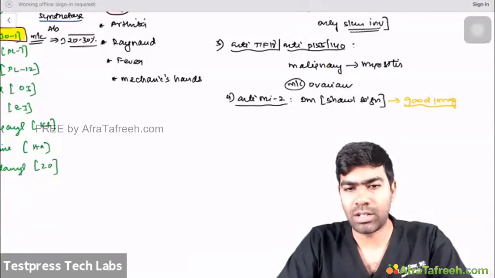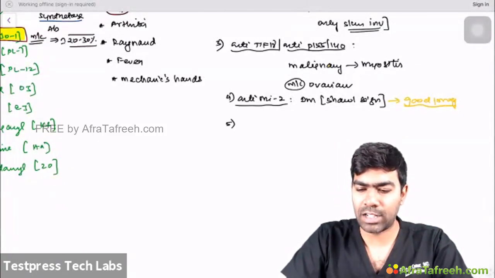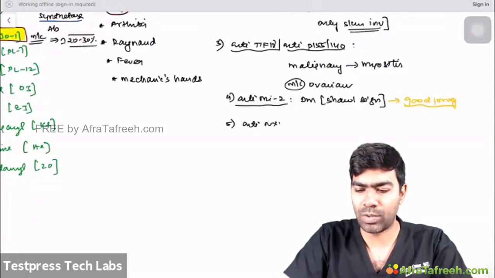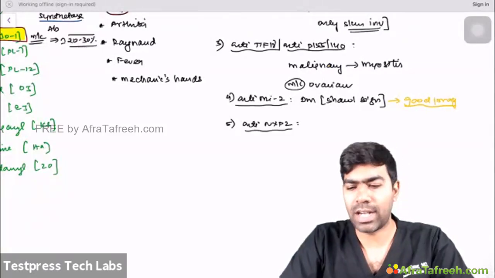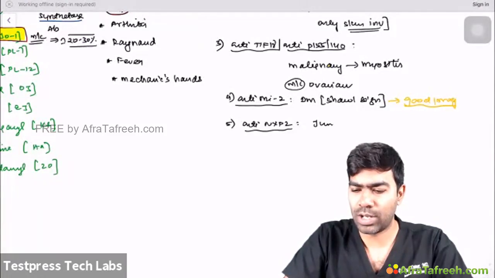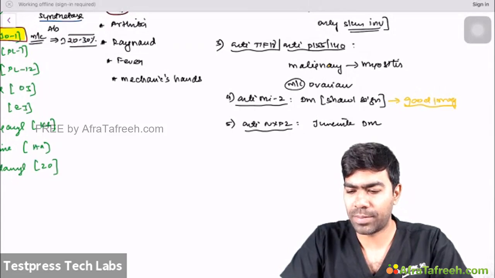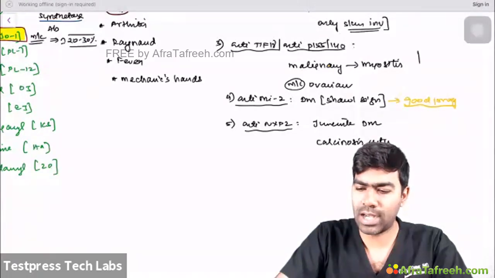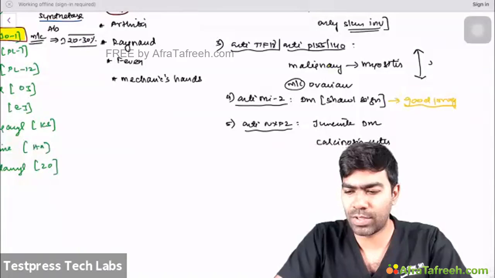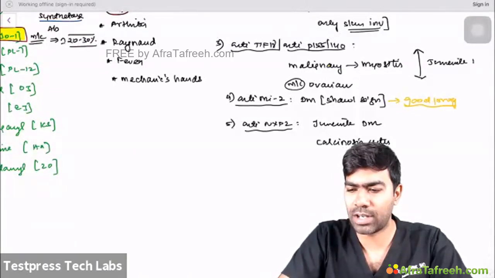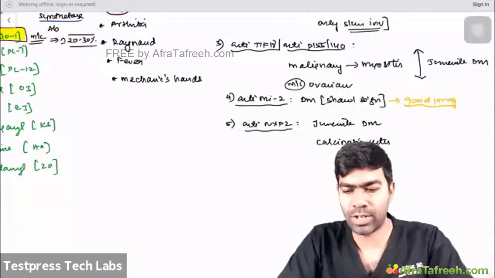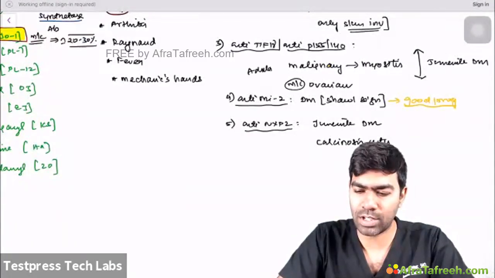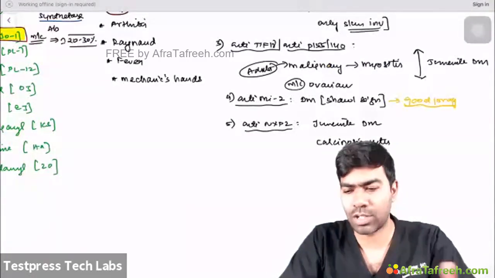Then you have something called the anti-NXP2 antibody. This antibody is associated with two things. One is juvenile dermatomyositis, and the second is the development of calcinosis cutis. Remember, anti-P155/140 can also be associated with juvenile dermatomyositis. If it is in children, that is associated with juvenile dermatomyositis. In adults, usually that is associated with malignancy causing myositis.